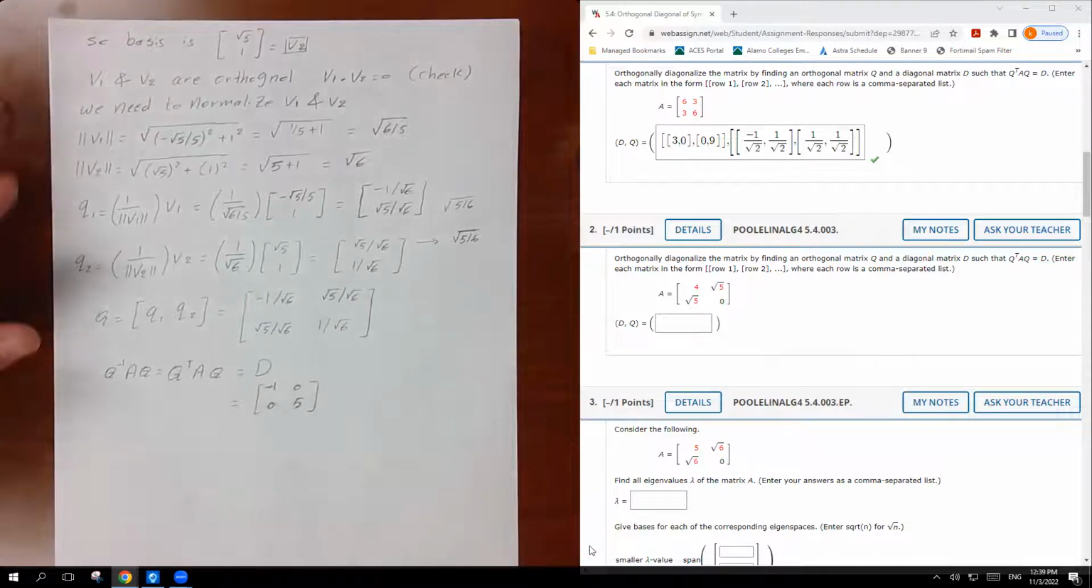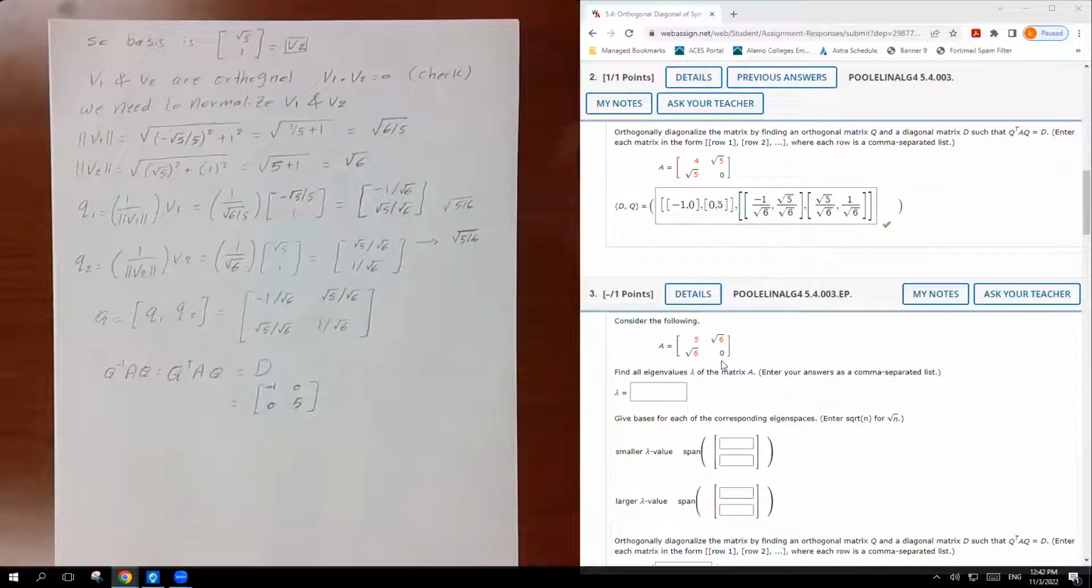So let's check this example. So we got it right. If you look at example 3, I already solved this example, but it's exactly the same thing here.